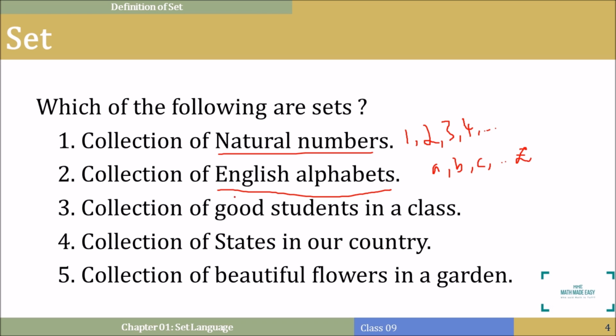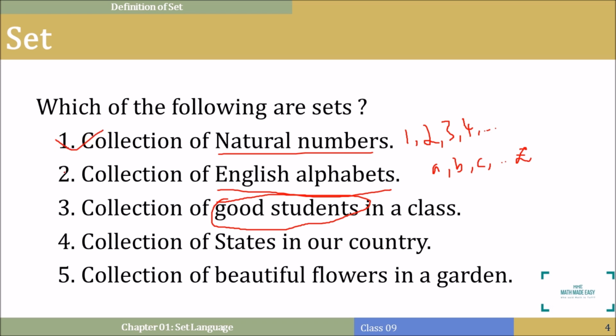But come to the third example, the collection of good students in the class. The definition of a good student remains unknown here. For example, one teacher can say a good student is a high mark person, or one can say a good student is defined by his or her discipline. So a good student lacks definition here. So the collection of good students in the class cannot be a set, whereas 1 and 2 can be sets.